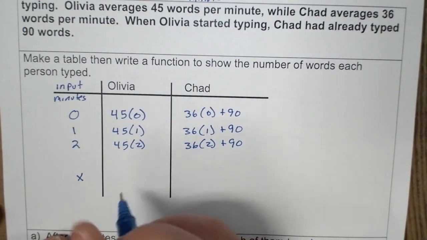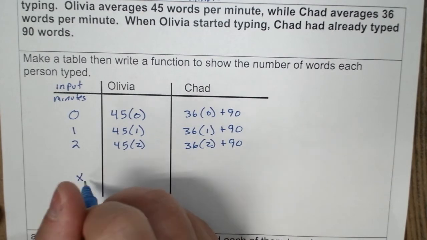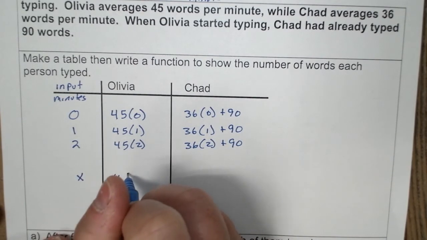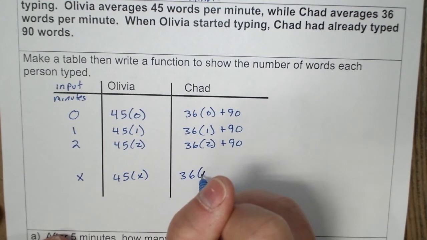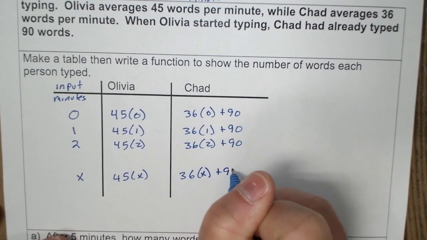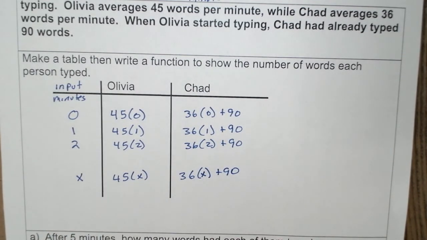As soon as you see the pattern, we could do x. When I input x, it's 45 times x, and then to find out what Chad did at the same time, it would be there.